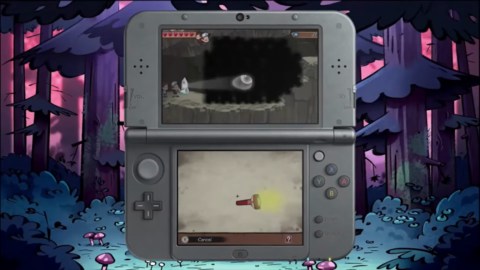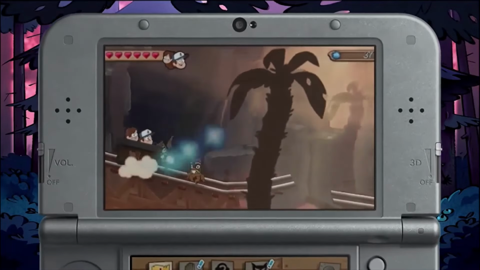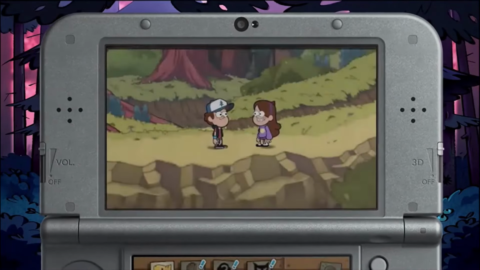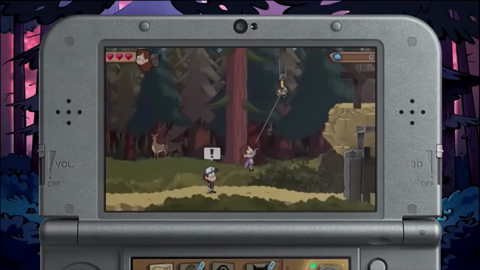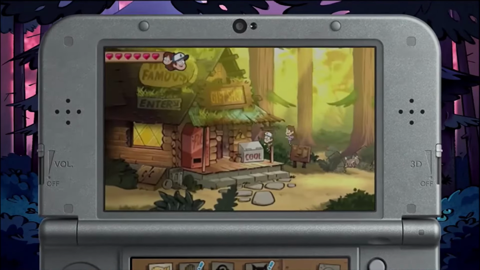Gravity Falls, Legend of the Gnome Gemulets. This entry is speaking about the Gravity Falls game made for the Nintendo 3DS, developed and published by Ubisoft and produced by Disney Interactive Studios. Gravity Falls Legend of the Gnome Gemulets is a side-scrolling platform game.